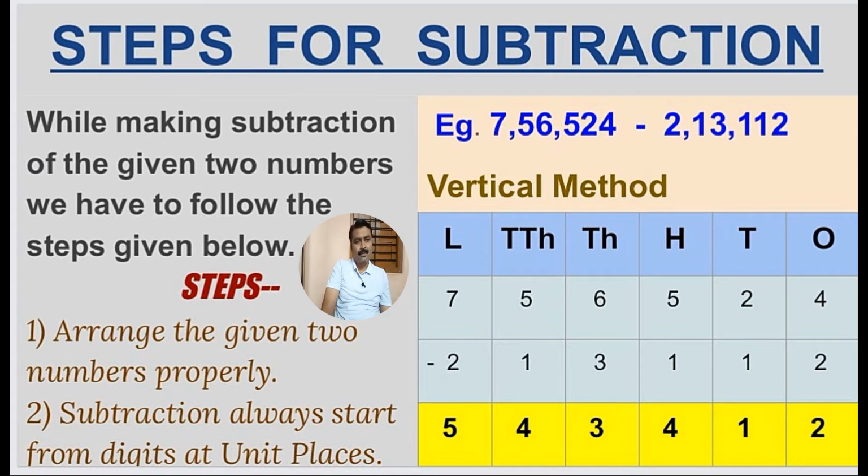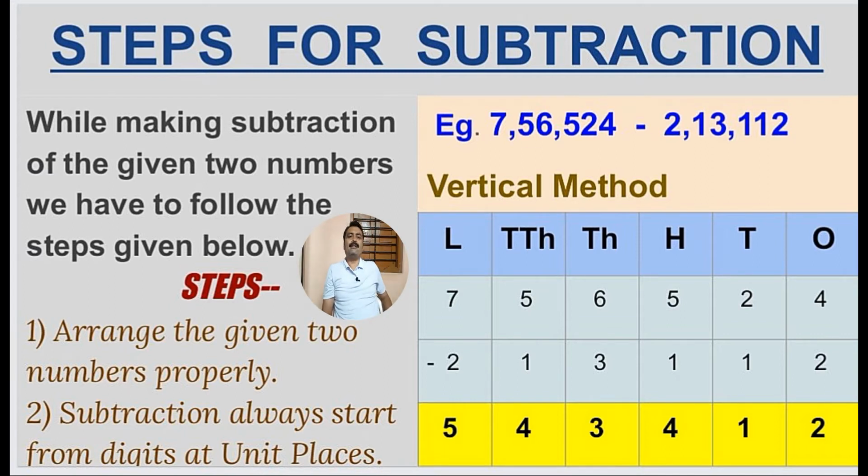The second number is again 6 digits. While arranging that second number, again we start in the opposite way, starting from the ones place. 2 we arrange below 4 in the ones column, 1 we arrange below 2 in the tens column, again 1 we arrange below 5 in the hundreds column, next digit 3 we arrange below 6 in the thousands column, 1 below 5 in the 10,000s column, and 2 we arrange below 7 in the lakh place column. So this is the proper vertical arrangement for these two numbers to continue the subtraction.